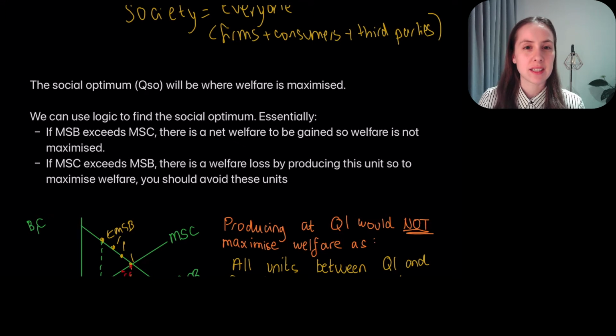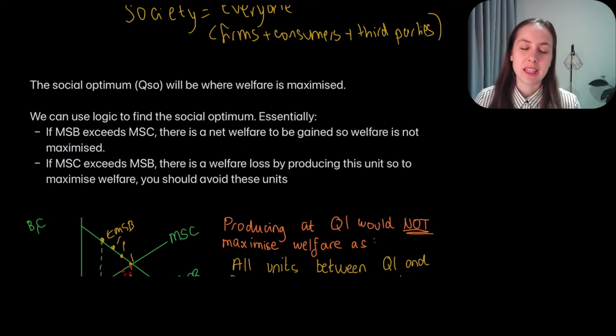Okay, the next one is similar. If MSC exceeds MSB, this means that that unit added more costs, so more harm to society, than it benefited society. And overall, that means that this production or consumption of this good has actually made society worse off on average. It won't be true for everybody. Some people will still be benefiting from the social benefits they receive, but there's just a lot more costs, meaning that society overall has lost out.